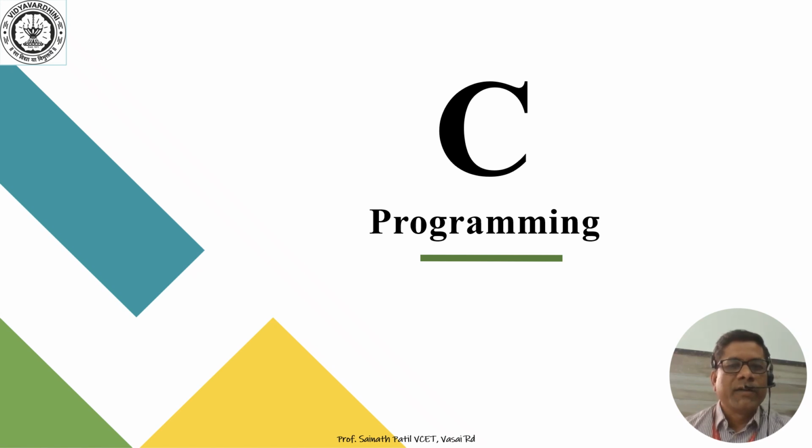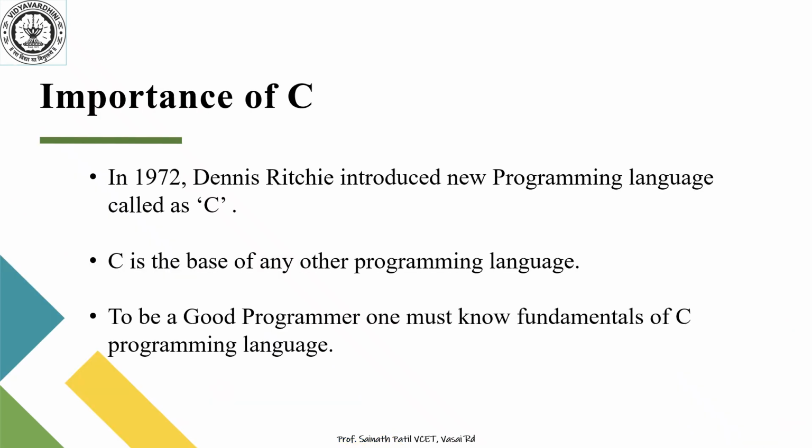Hello, welcome friend. In this video, I am going to explain about C programming language. First of all, we'll see what is the importance of C. C is the base of all programming languages. It was invented by Dennis Ritchie in 1972. To be a good programmer, one must know the fundamentals of C programming.